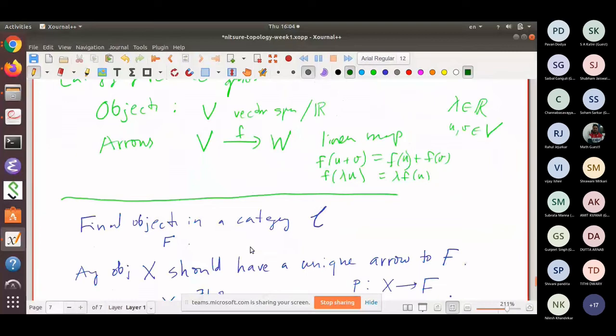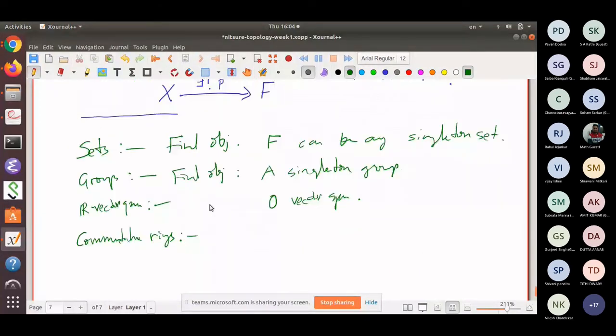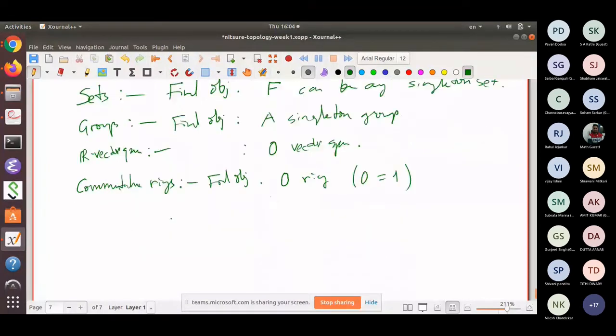So what is the final object in commutative rings? Set containing 0 and 1. No. Are you allowing 0 equal to 1? Yes, I have to allow it. Yeah. Then the zero ring, which means 0 is equal to 1. Then given any other ring, it has a unique homomorphism to this ring. Okay. Think over, you have to mull over these examples, get the hang of it.